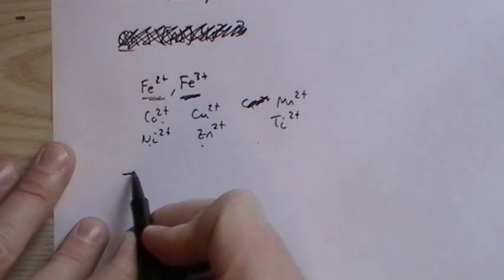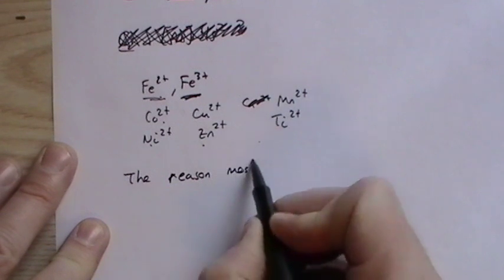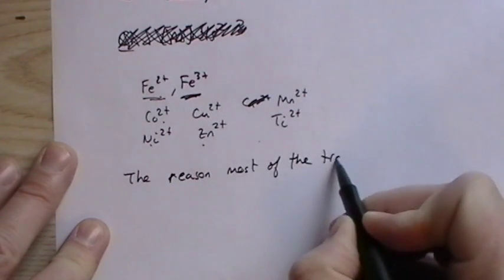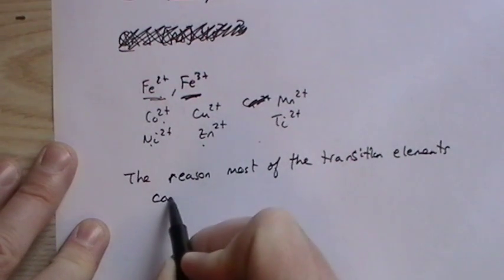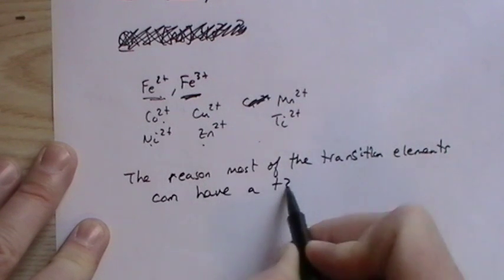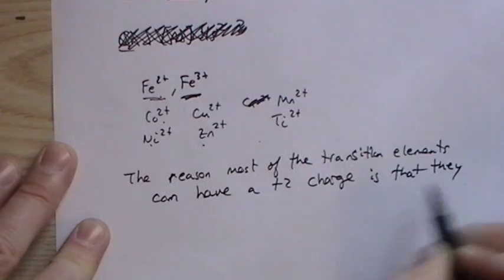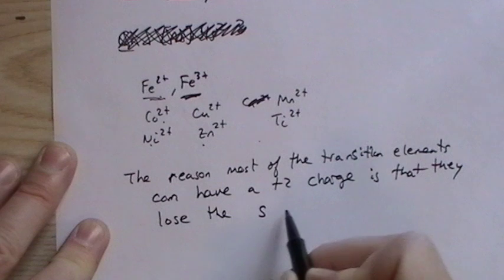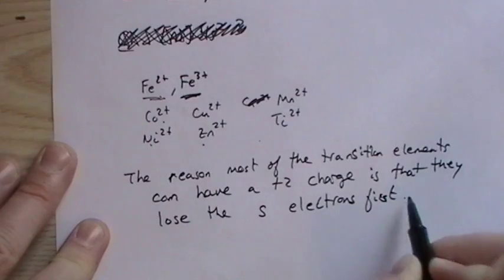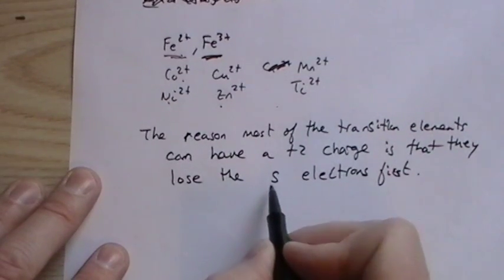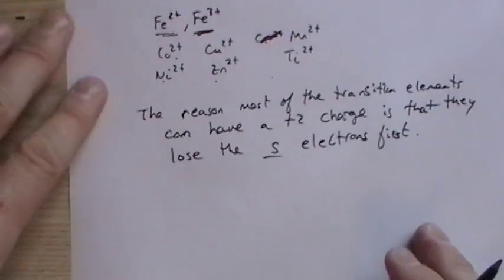So the reason most of the transition elements can have a +2 charge is that they lose the s electrons first. It's just easier to get rid of them. I don't say 4s electrons because the groups below are 5s and then 6s, so they can lose those s electrons first.